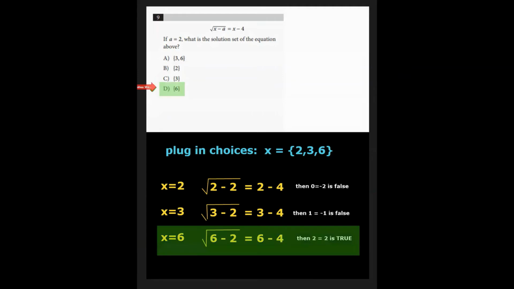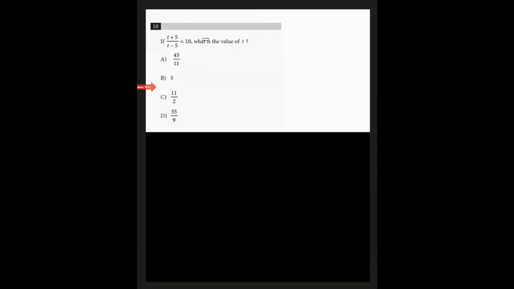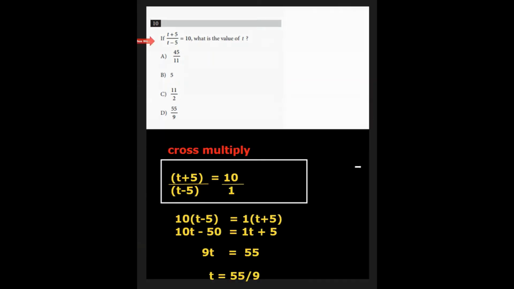Question 10. If t plus 5 over t minus 5 equals 10, what's the value of t? Well, again, we're given a ratio and we can use our cross multiply skills. Just rewrite 10 as 10 over 1. Then we have 10 times t minus 5 equals 1 times t plus 5.